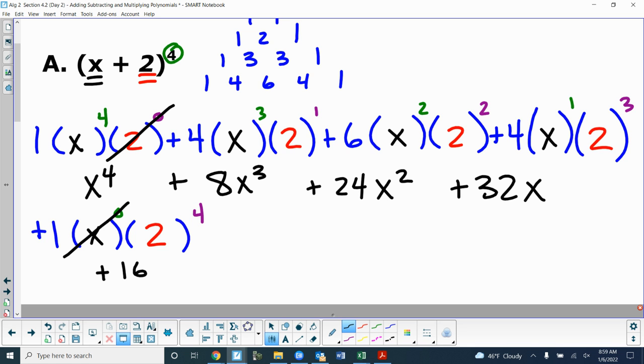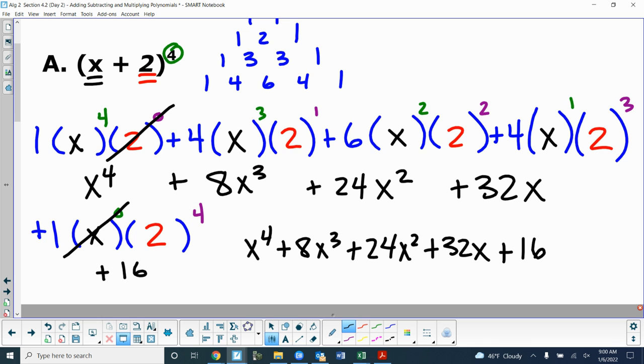So here's my answer to this. X to the fourth plus 8x cubed plus 24x squared plus 32x plus 16. 1, 2, 3, 4, 5 terms. Is that how many I'm supposed to have? Yes, remember, it's always one more term than your degree, your exponent, the degree of 4.